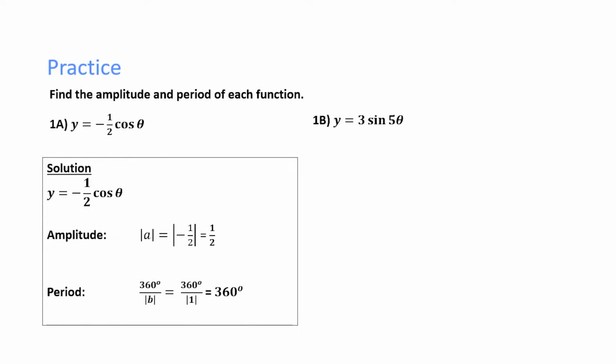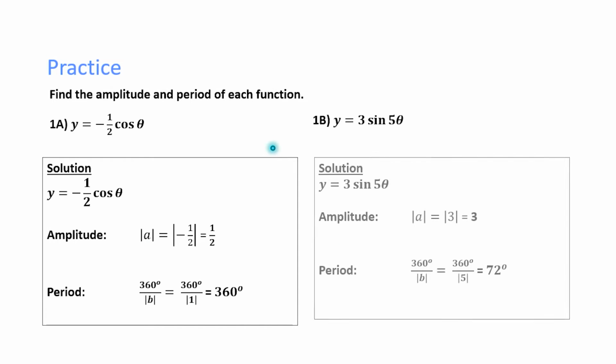Solution for A, the amplitude is the absolute value of -1/2, which is 1/2. The period is 360 degrees divided by the absolute value of 1, so that's 1 theta, which will be 360 degrees. For the second example, we have y equals 3 sine 5 theta.